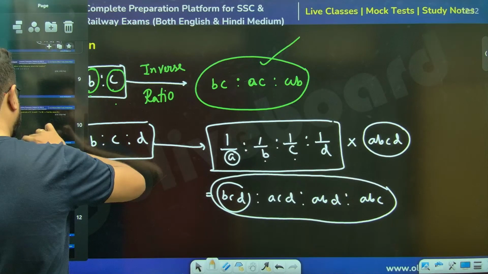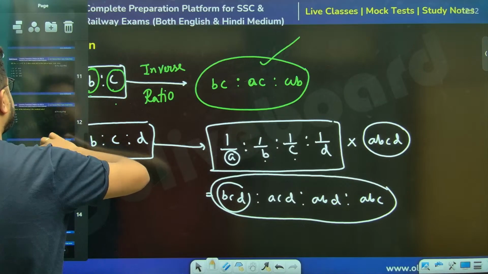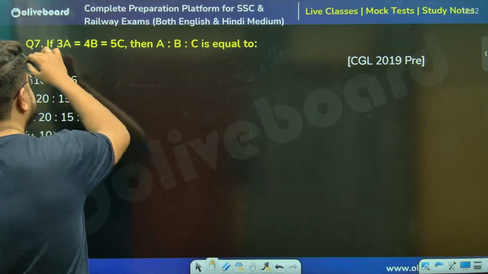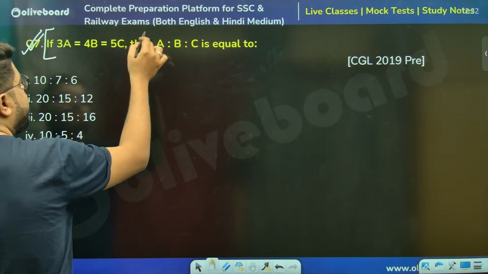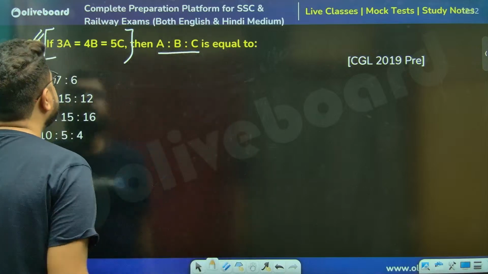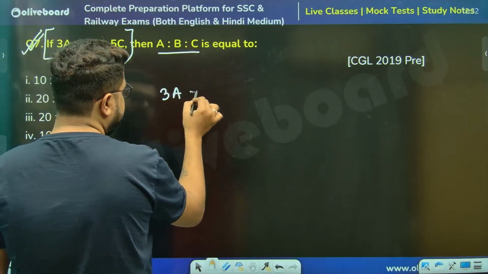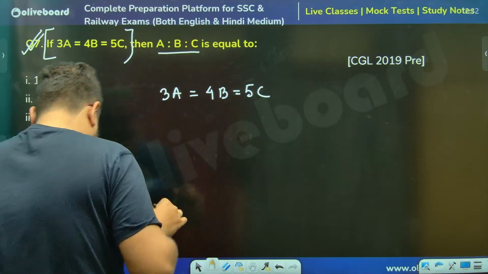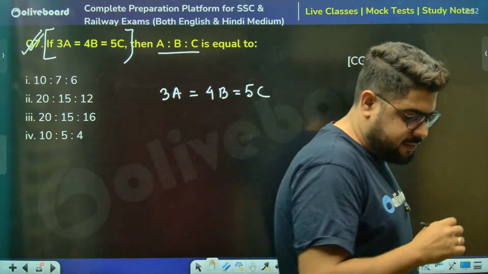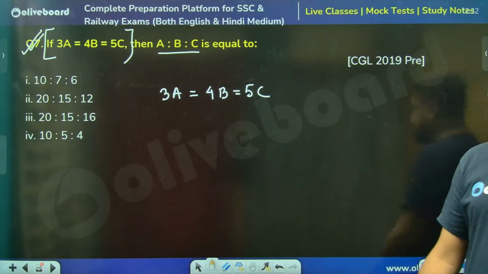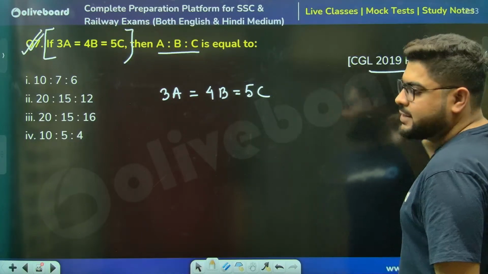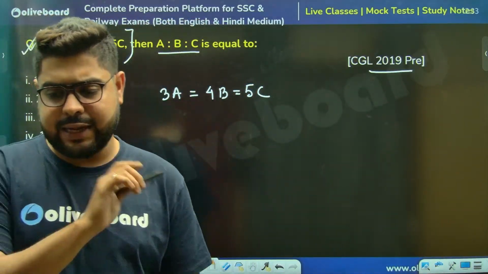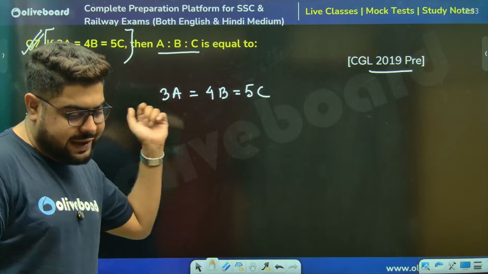What use will this have? मैं दिखाता हूँ, रुक जाओ. Sir, CGL 19 question है, sir. So 3A is equal to 4B is equal to 5C. If you have a question like this, and I've just taken one question, you solve PYQs, you will get at least 5 to 10 questions of this exact type. Just the values will be different.